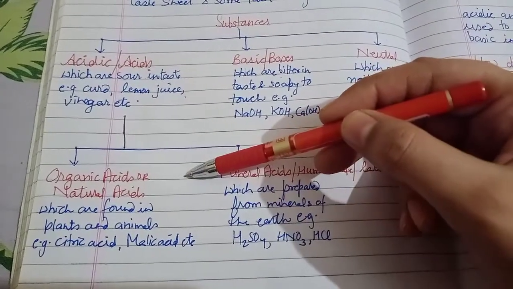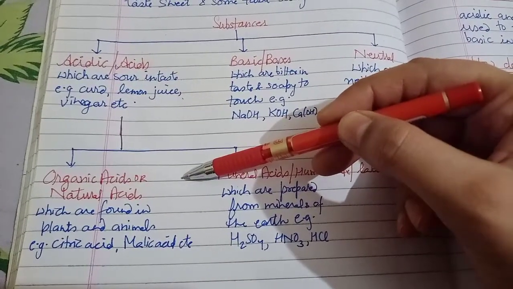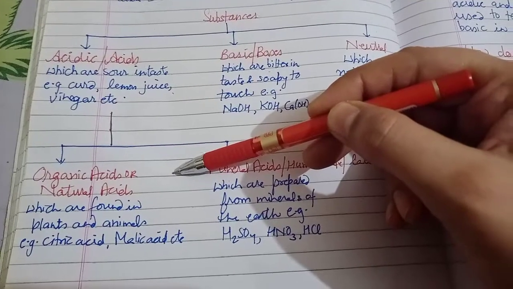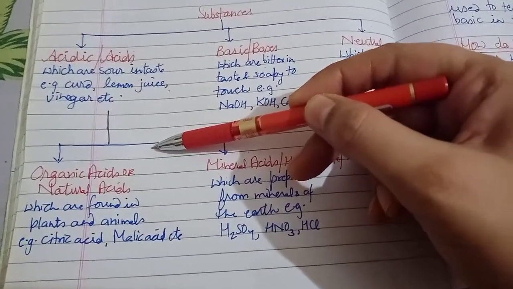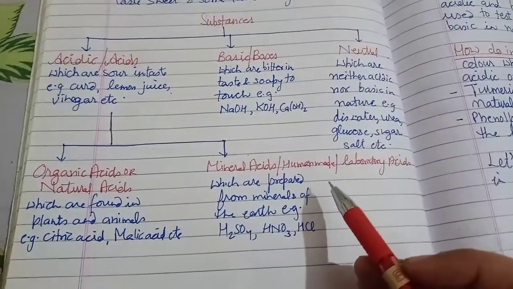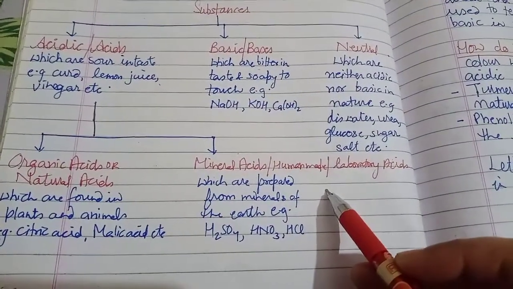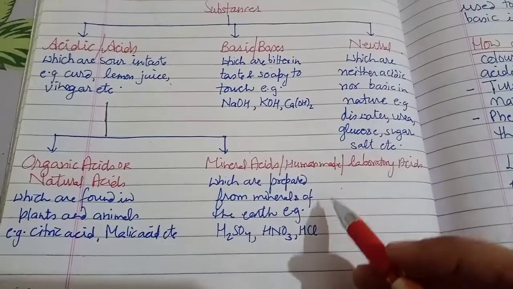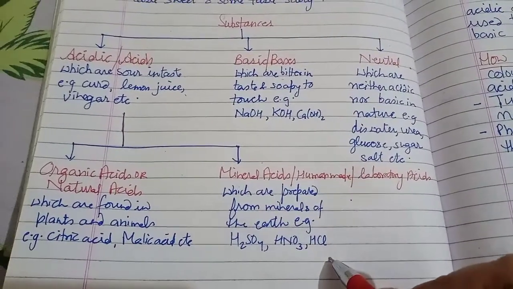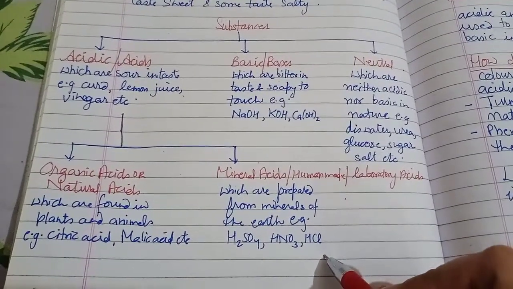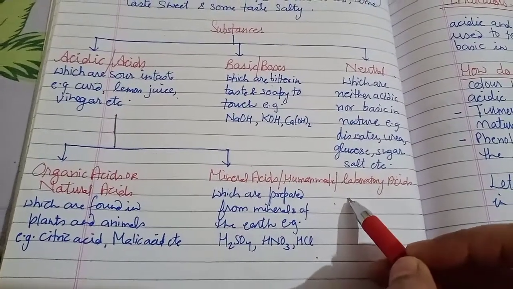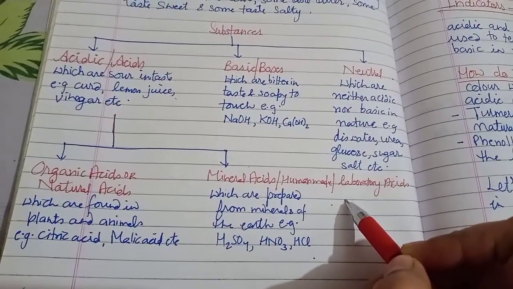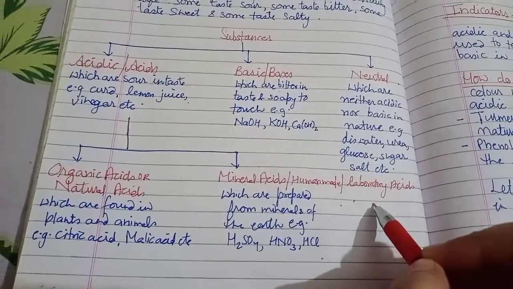Acids which are found in plants and animals, for example citric acid and malic acid, are known as organic acids or natural acids. And those which are prepared from minerals of the earth, for example sulfuric acid, nitric acid, hydrochloric acid, are known as mineral acids, human-made laboratory acids.